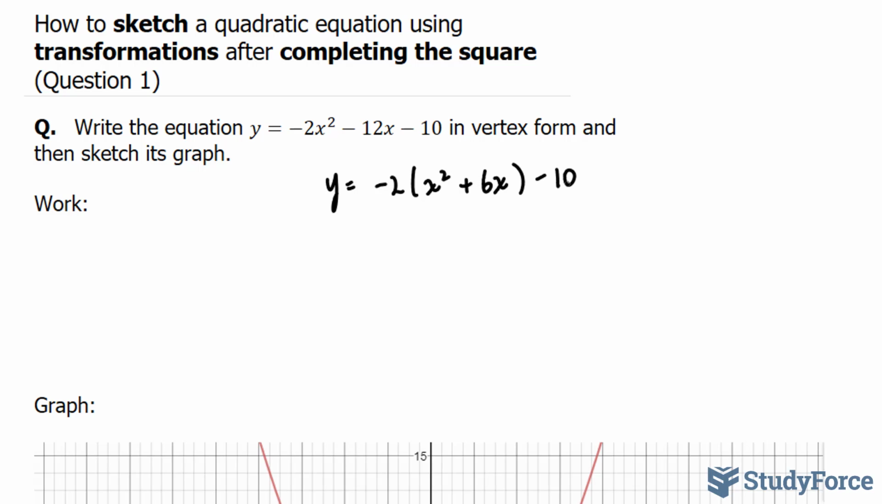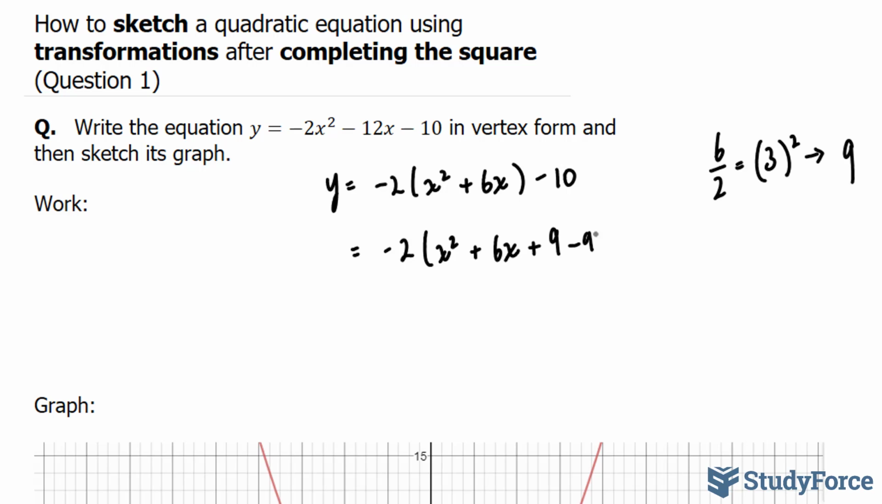The next step is to take this b term, which is currently 6x, take the coefficient 6 divided by 2, which gives us 3, and then square that. If I square that, I end up with 9. So what I'll do with this 9 right now is add it and subtract it to this part of the equation and this part of the equation. Let me show you what I mean. Negative 2 bracket x squared plus 6x plus 9 minus 10.